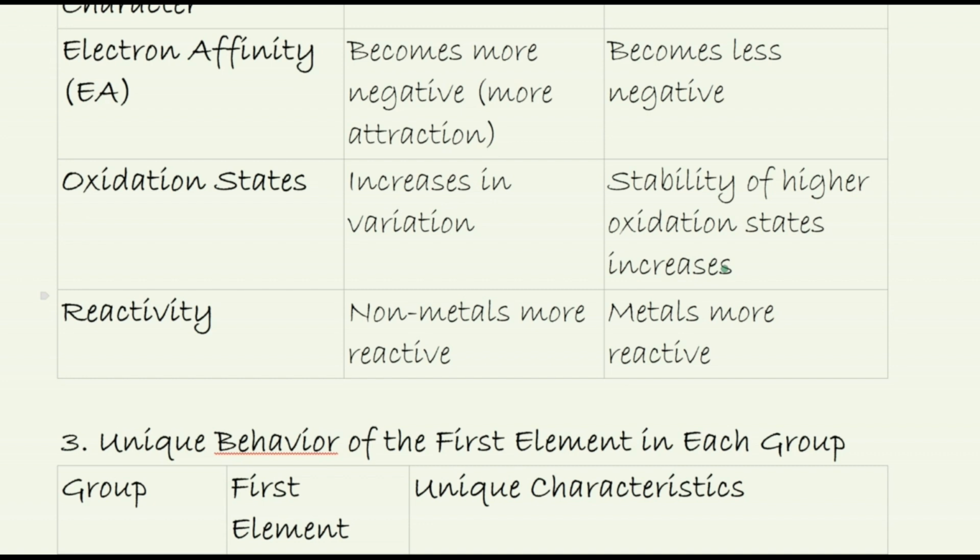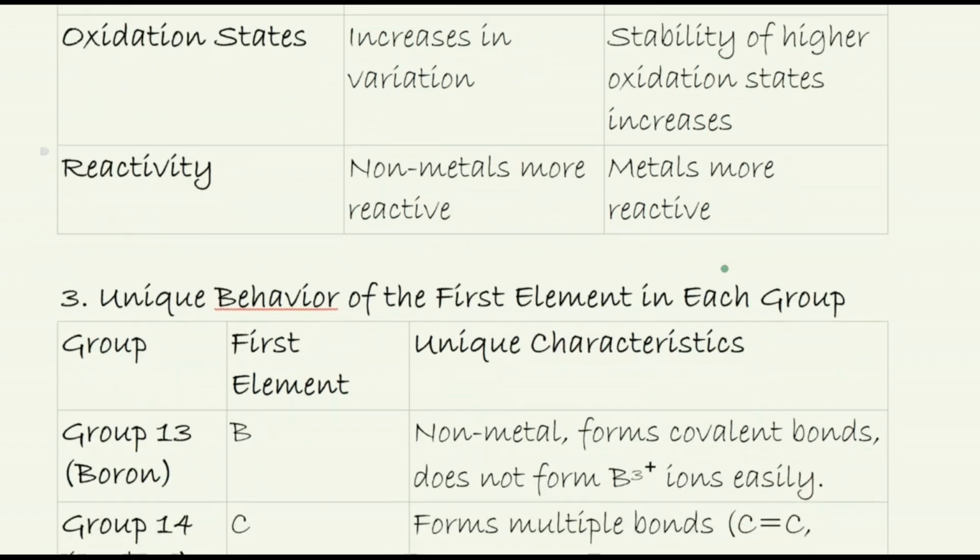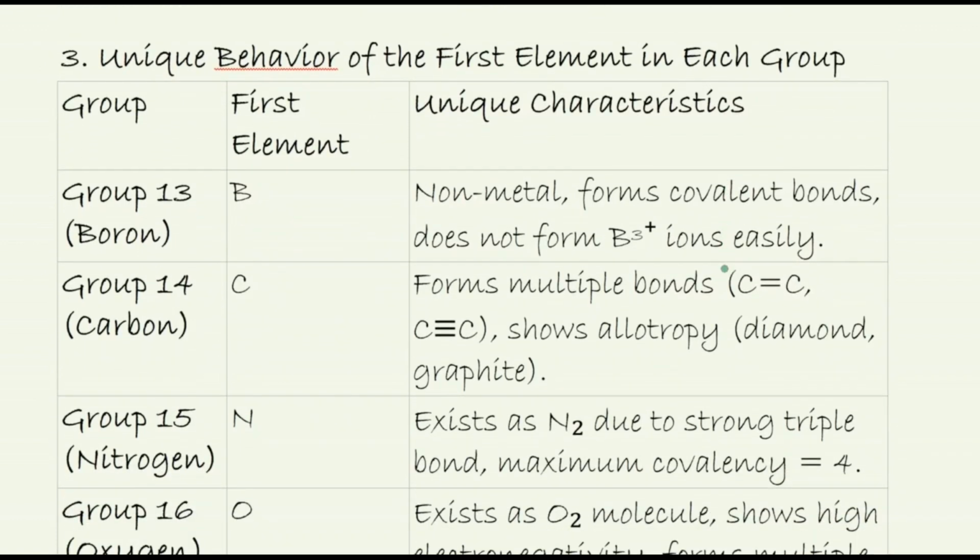Similarly, moving top to bottom, metals are becoming more and more reactive because the sizes are becoming bigger, so the effective nuclear charge decreases, which will lead to losing of electrons much more easily, which leads to the reactions. Metals are becoming more reactive. Then, the unique behavior of the first element in each group.